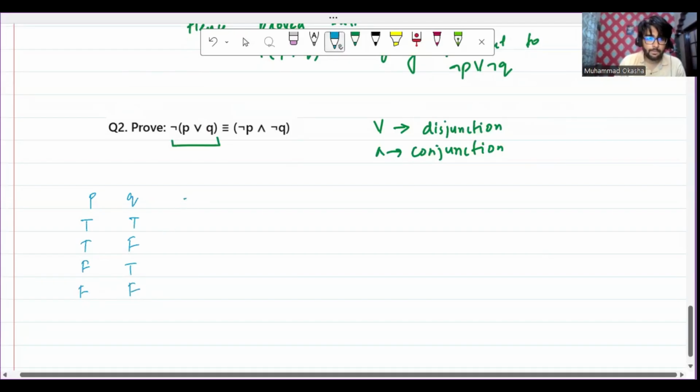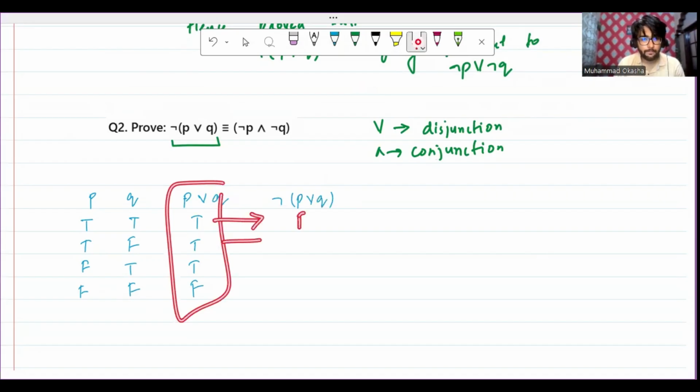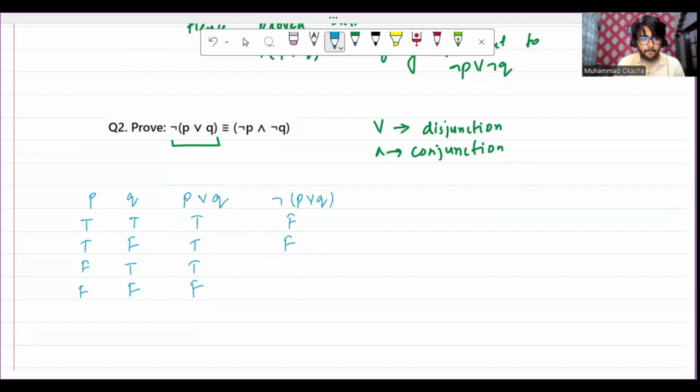Now let's do P disjunction Q. I hope you remember disjunction. Disjunction means if any of them is true, the answer is going to be true, right? So true, true, true, and because they're both false, the answer is going to be false. Now let's do negation of P disjunction Q, which means I'll take this column and negate it. So true is going to be false, false, false, and true. Let me write this down real quick. The negation of true is false, false, false, and true. This is the left-hand side, by the way.